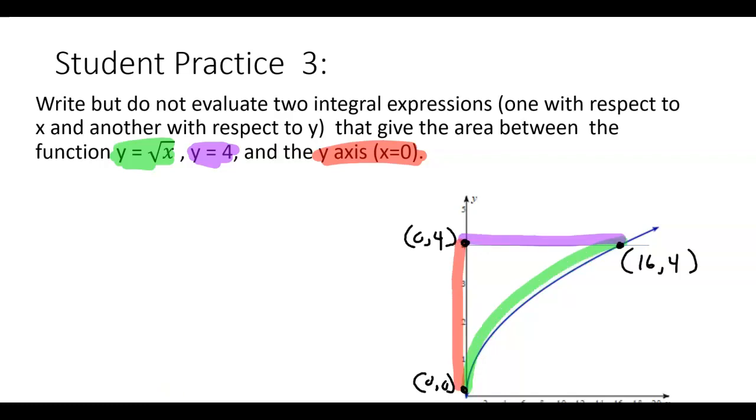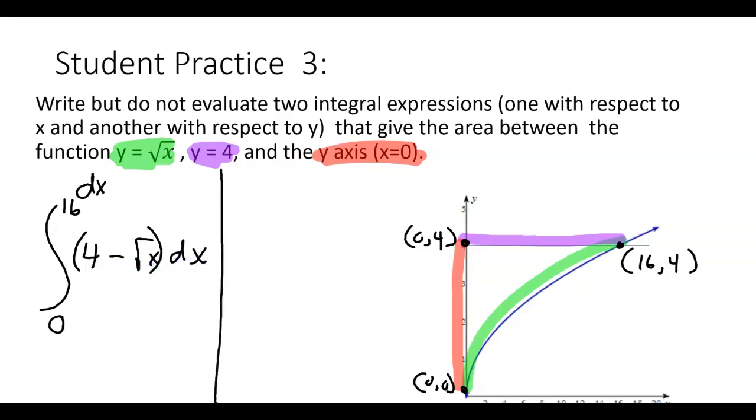For the dx one, we do the left x value and the right x value, and we do the top function minus the bottom function. The top one is the purple, that's 4. The bottom one is the green, that is the square root of x. So there's your dx area. The dy one, we do the bottom y value, the lowest y value, to the highest y value, which is 4. And you do right minus left.